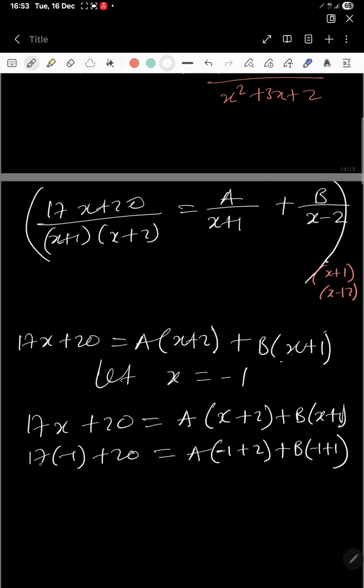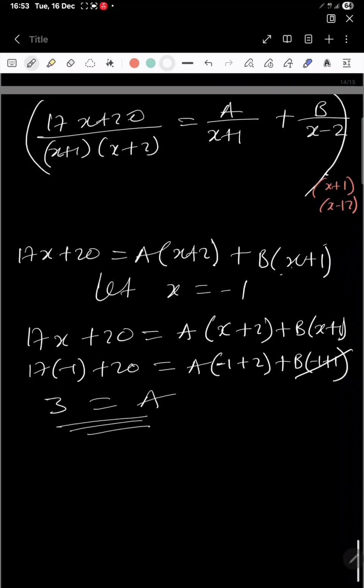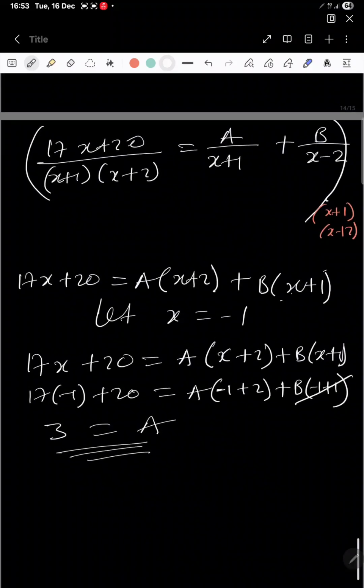Okay, so by doing so, we have 17 times -1 is -17 plus 20 is 3, which is equal to, here you have -1 plus 2 is 1, 1 times a is a. This part will go to 0, meaning that our a is 3. Then let's get the value of b. To get the value of b, we need to make sure that we cancel the part for a by letting x be -2 so that it goes to 0, and you remain with this part.